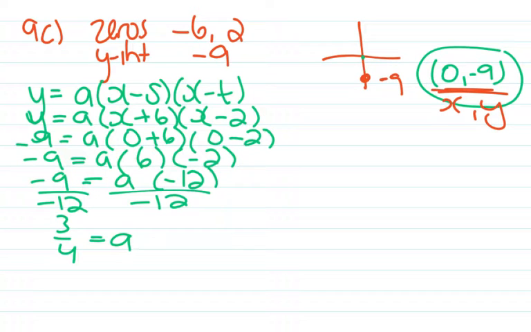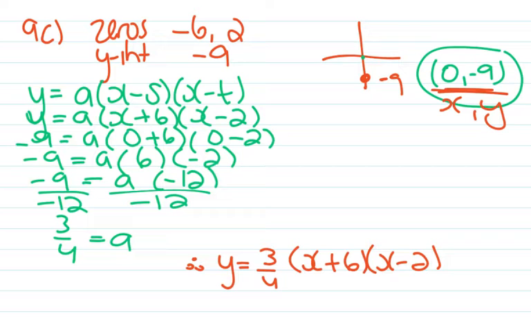So now in order to put this into an equation, y equals 3/4 (x plus 6)(x minus 2), with those three pieces of information, the a value and the 2 zeros. All right, next we're going to do number 11, D, F, and J from page 330. 11, D, F, and J.